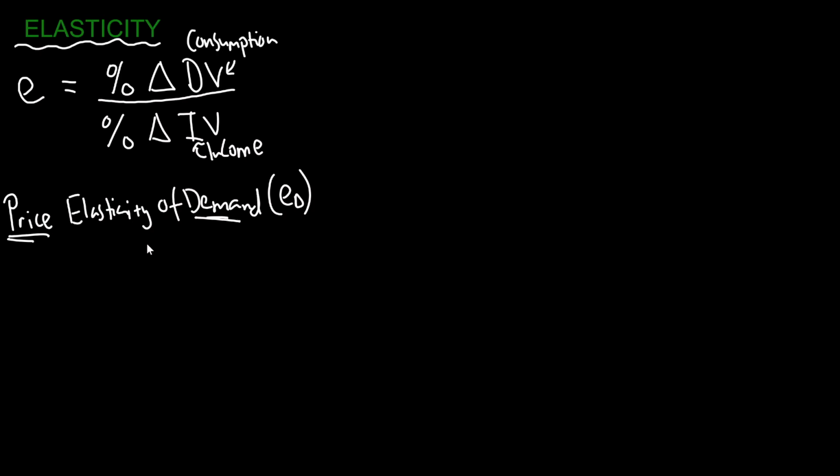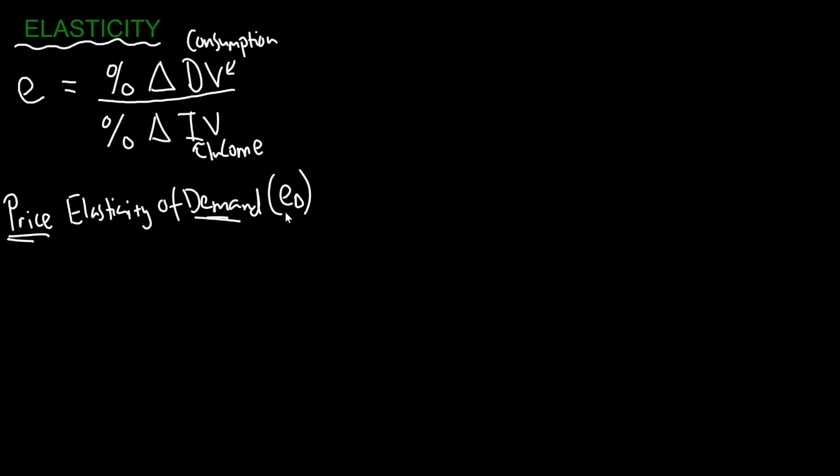Remember the law of demand where we said the price and quantity demanded have a negative relationship. So when the price is going up, the quantity demanded is going down. The price is going down, the quantity demanded is going up. The question in this section now is by how much? By how much is the quantity demanded changing? Is it going to be a small change in the quantity demanded? Is it going to be a huge change in the quantity demanded when there has been a change in the price?